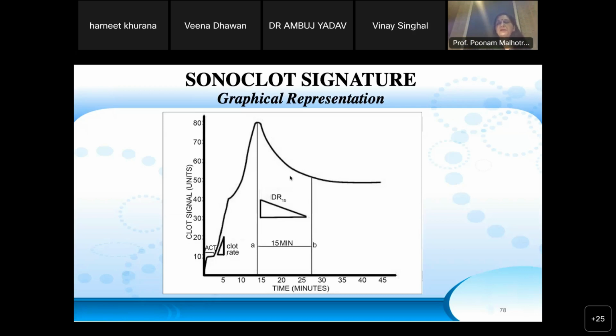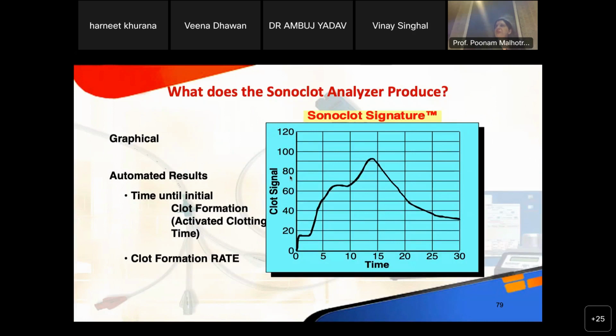Next, please. In a 15 to 20 minute turnaround time, you come to know an ACT, which is the CT, then a PF Son, which is the slope high and the peaking, then a slope down, which is the CRT, the clot retraction time, and a DR15. Just these four values on a Sonoclot, and you learn so much. I'll go with examples. Can you give me the next slide, please?